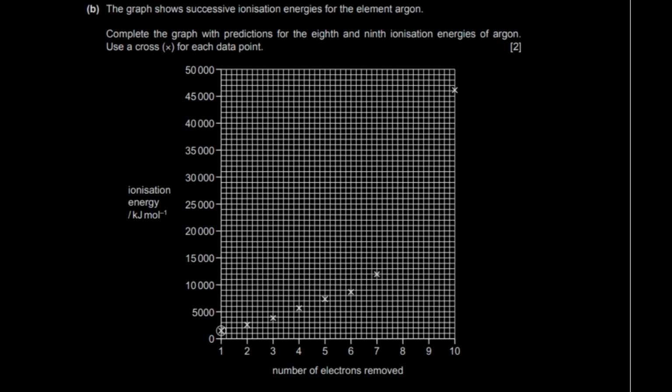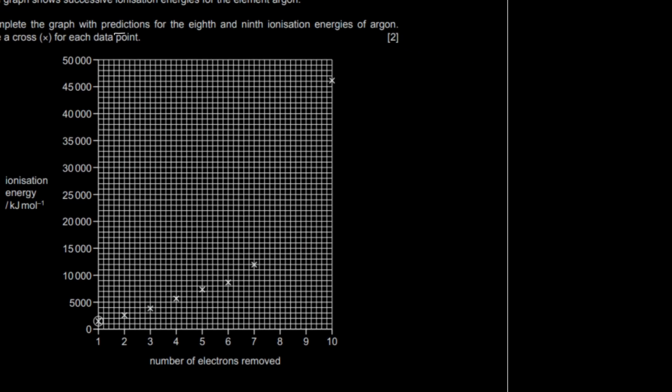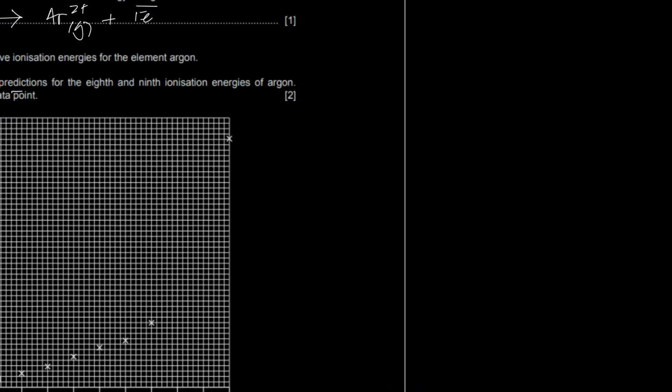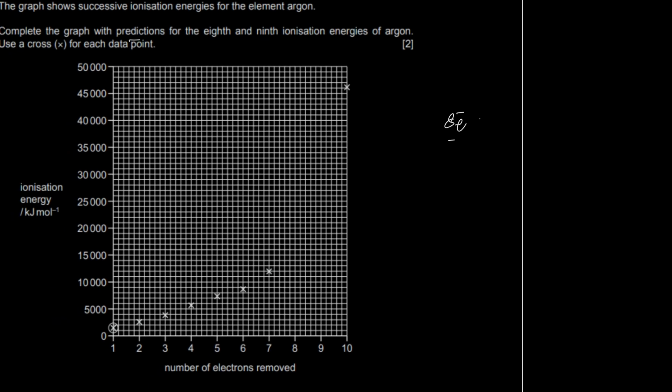Next, the graph shows successive ionization energies for the element argon. Complete the graph with predictions. Okay, he just wants to test our predictions. For the 8th and 9th ionization energies of argon, use a cross for each data point. So 8th and 9th ionization energy. It's a pretty beautiful question. Now see, argon has 8 electrons in its outermost shell. Everybody agrees, right? It's in group 8, so 8 electrons need to be removed.